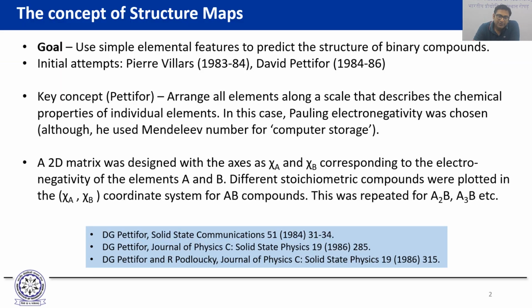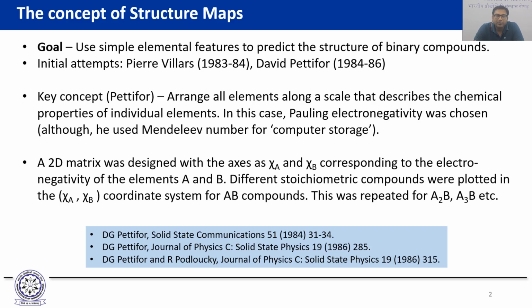So, the idea behind the structure maps is fairly simple. The goal was that you want to use simple elemental features to predict the crystal structure of binary compounds. Now, predicting the structure of binary compounds is actually a fairly challenging task because there's a lot of play that you have as far as the chemistry is concerned. There's a fairly large size palette when it comes to looking at the periodic table, where you've got a good number of elements. And so it is really a fairly complex task to predict the structure of binary compound.